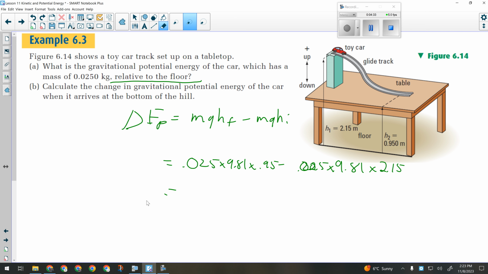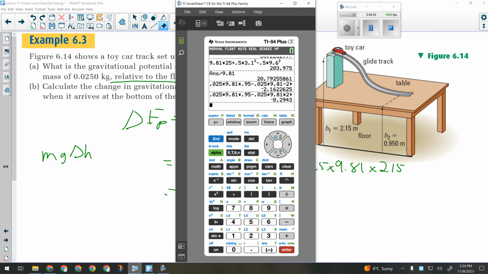Since both of these start with mg, could I have just done this? I could have. So that would have been 0.2 meters, and I would have got exactly the same number. So if I go 0.025 times 9.81 times 0.2 meters. I'm going crazy. 0.2 meters.